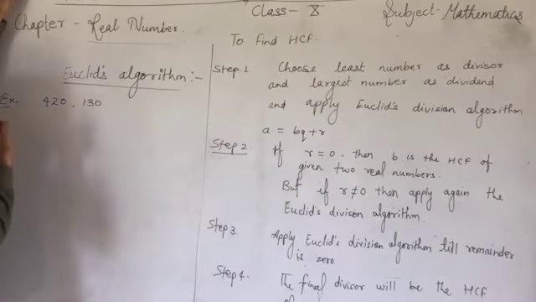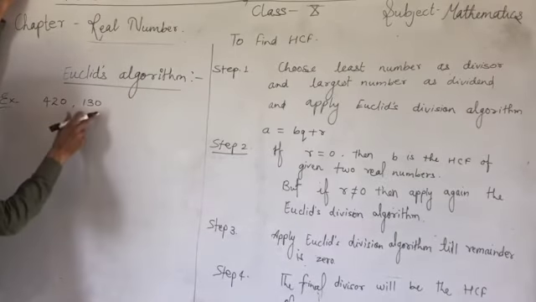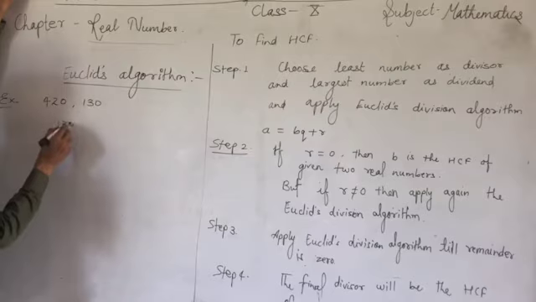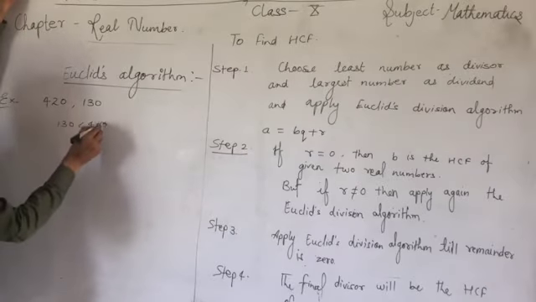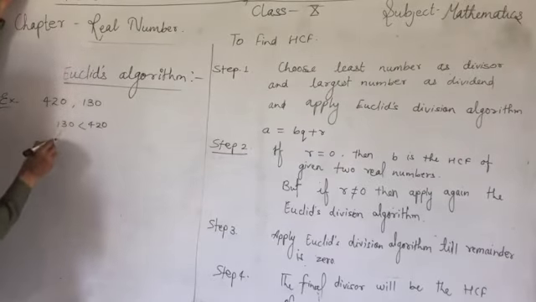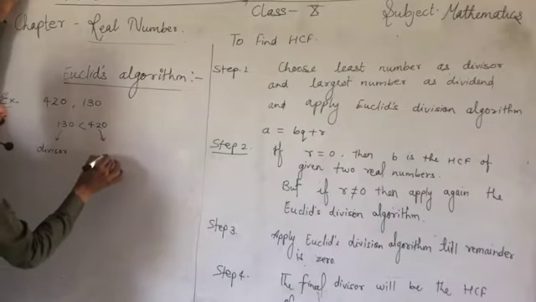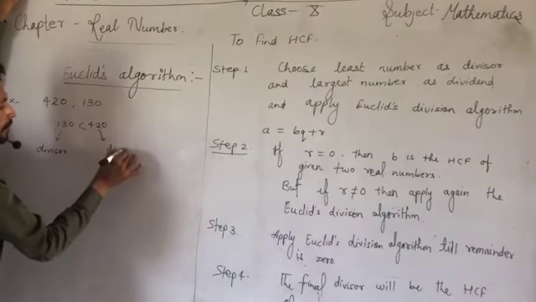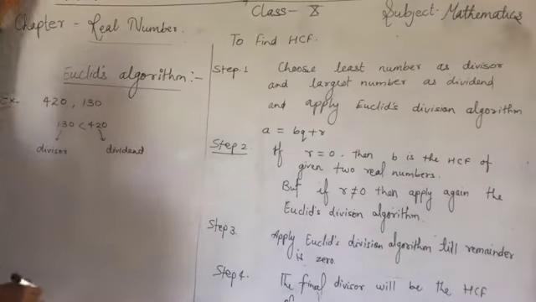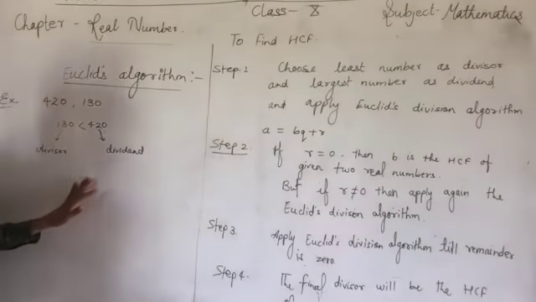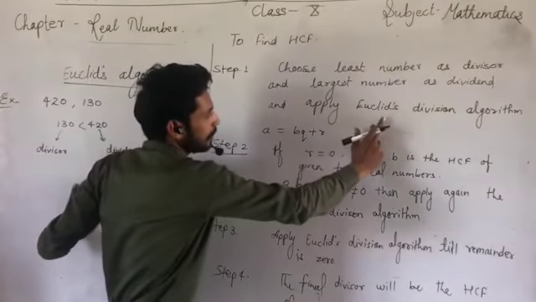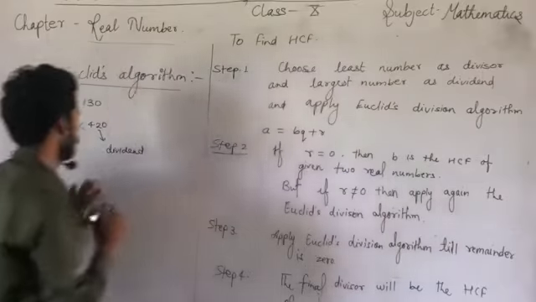So, which number is least? 130. So, 130 is less than 420. So, 130 will become the divisor and 420 will become the dividend. In this process, apply Euclid's division algorithm.